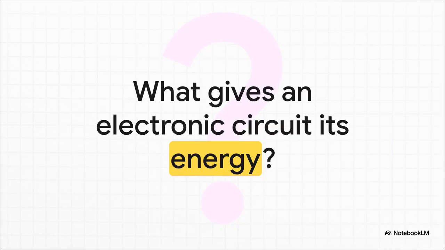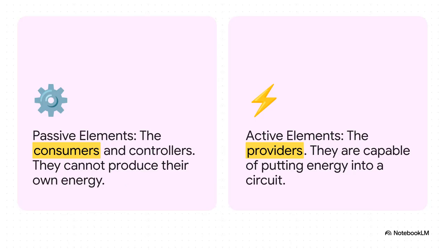And it all really boils down to this one simple question. Where does the energy, the juice, actually come from? In any circuit, what's the engine, and what are just the parts that the engine moves? The answer, it turns out, lies in two very different families of components. You see, every single component you'll ever encounter in electronics fits neatly into one of two buckets.